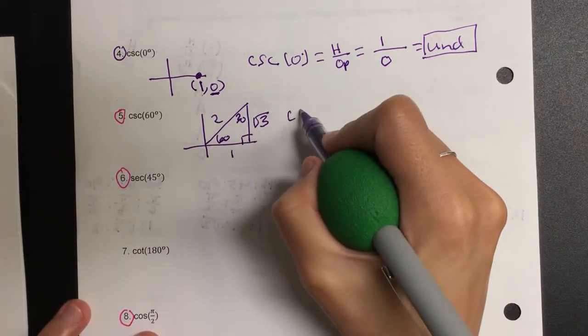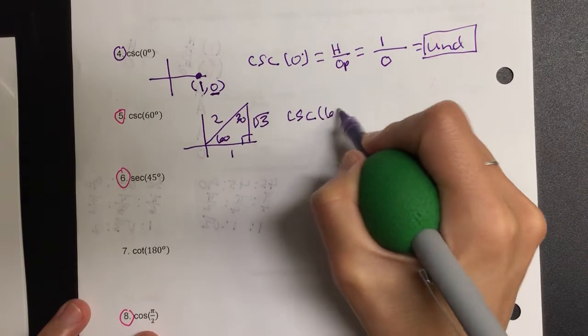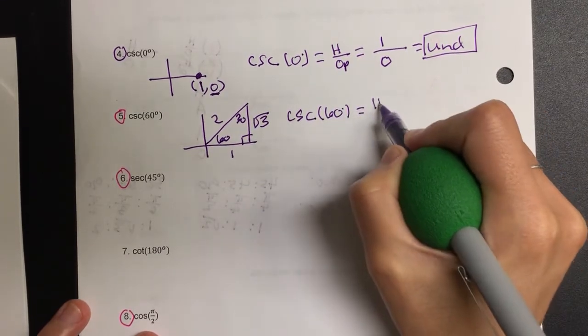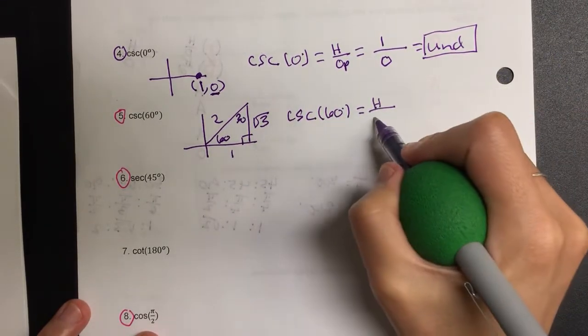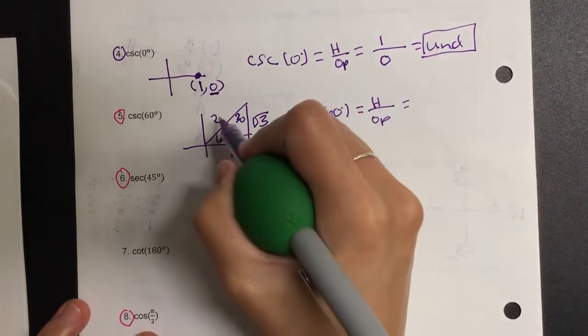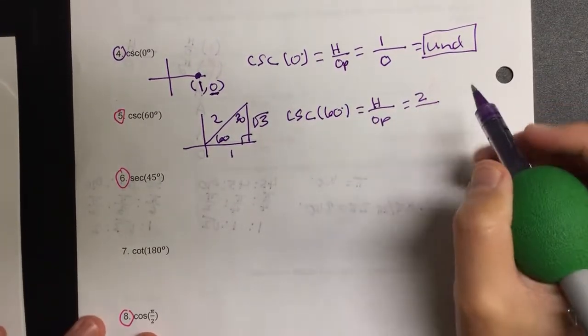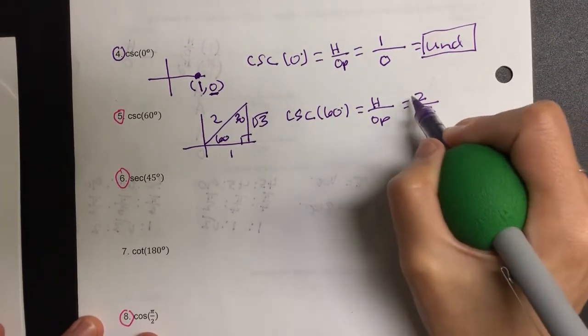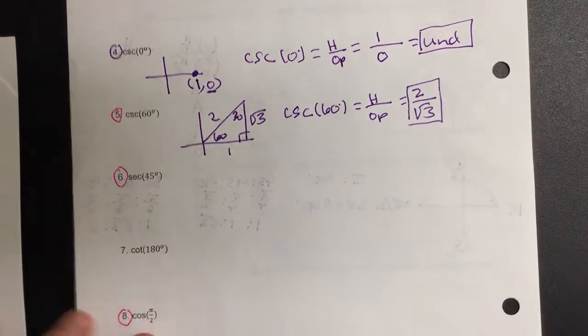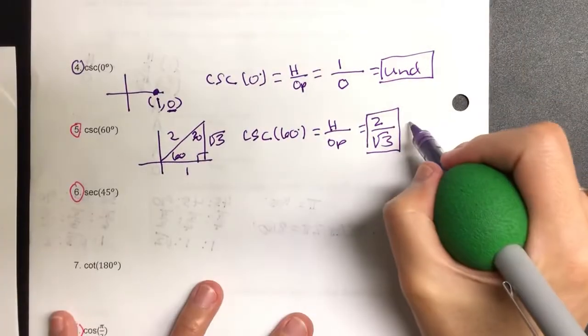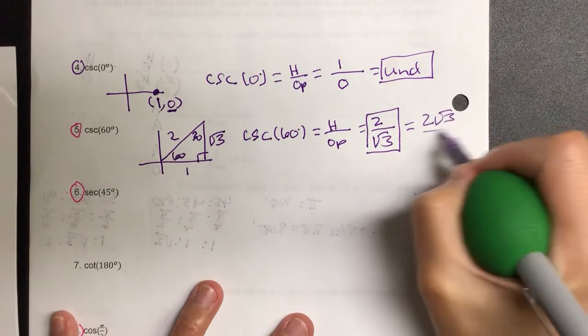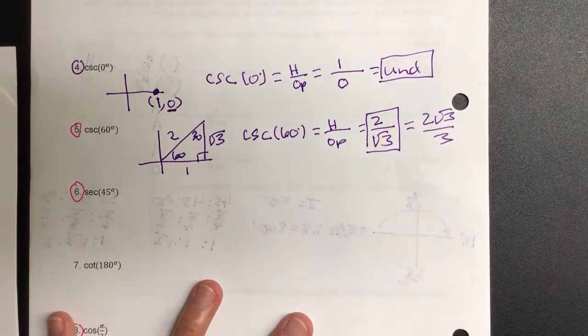And we have cosecant of 60 degrees is hypotenuse over the what? Opposite. So we know our hypotenuse is 2, and our opposite is what? Radical 3. I'm okay leaving it without rationalizing. If that bothers you and you want to rationalize, you may, and you will get this answer. Okay? But I'm good right there.